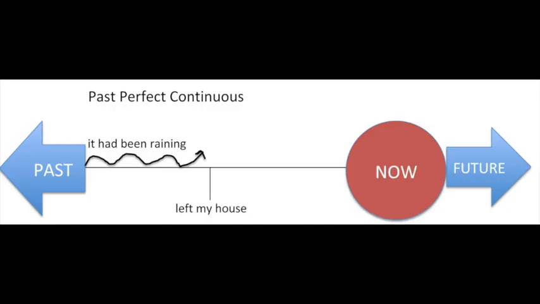I think it's recently finished. It had been raining. So we can see some evidence like the past perfect simple. We can smell the rain in the air. We can see a puddle of water on the floor. Things are wet. So it's recently finished. Now the focus is not on the result. It's not on the evidence that we see. The focus is on the activity, the duration, the process of it raining.